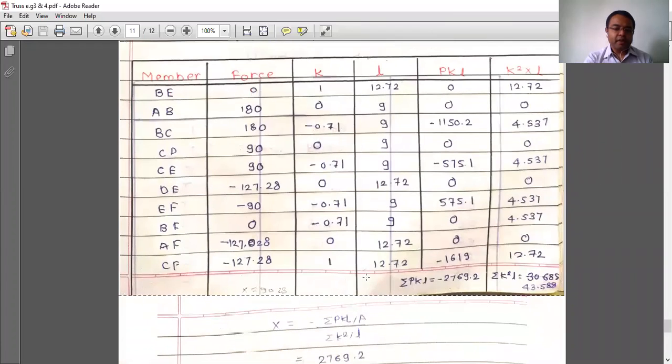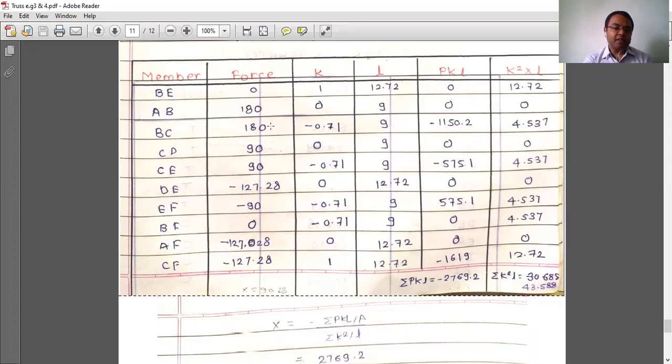So finally you are able to draw this table. Just write down the number of members, the force in the P force analysis, and the K force analysis. P force analysis means we have made the structure determinate by removing one member and analyzed the given truss. So we have written the forces in all the members of the truss.